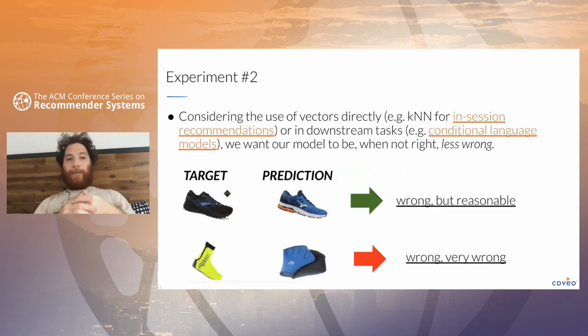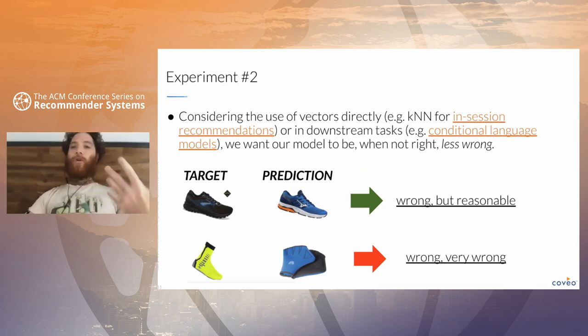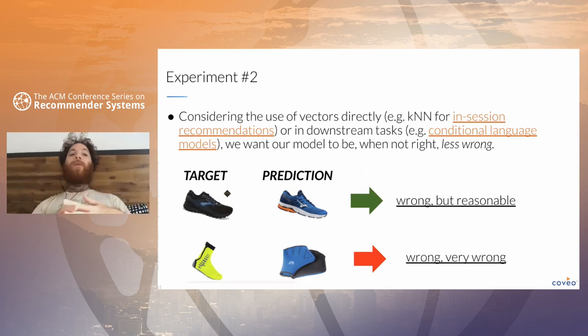The second experiment is inspired by two considerations. The first one is that a lot of the time you don't really just want product embeddings to be used in recommendation directly, but you want to use them in downstream tasks, for example, a conditional language model for type-ahead suggestion. And the second consideration is that, when interviewing with clients, it's very important that the experience for the final user is consistent, meaning that even if we don't recommend the correct product, we still want to recommend something that's reasonable enough. So let's take this example.